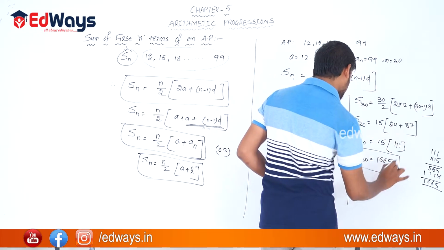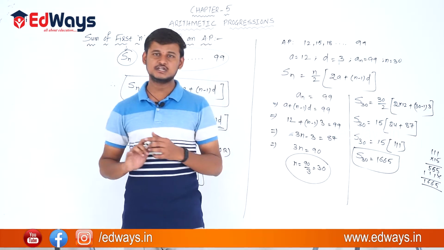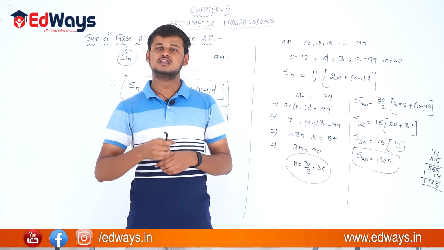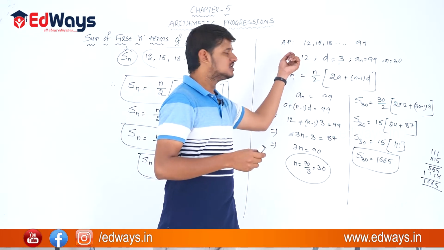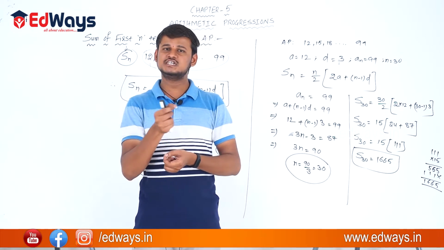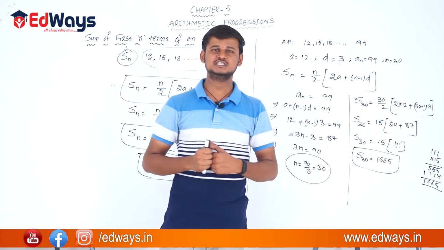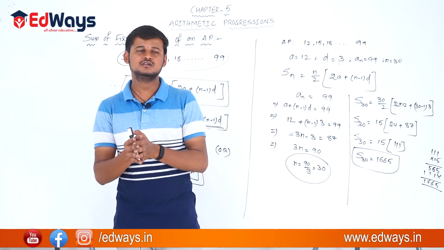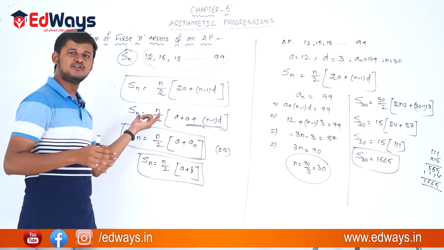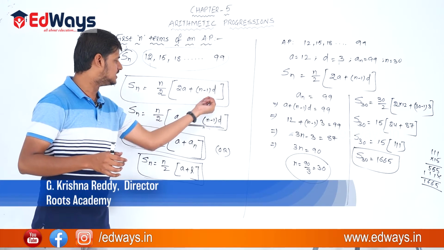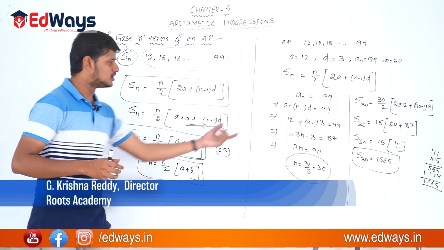So S30 is equal to 1665, that is nothing but the sum of the first n terms of an AP. N terms is nothing but 30 terms of the AP. That AP is given as the 2-digit numbers which are divisible by 3. Their sum is 1665. Right? Understood? So we just derived the formula. So that is Sn is equal to n by 2 of 2a plus n minus 1 into d.